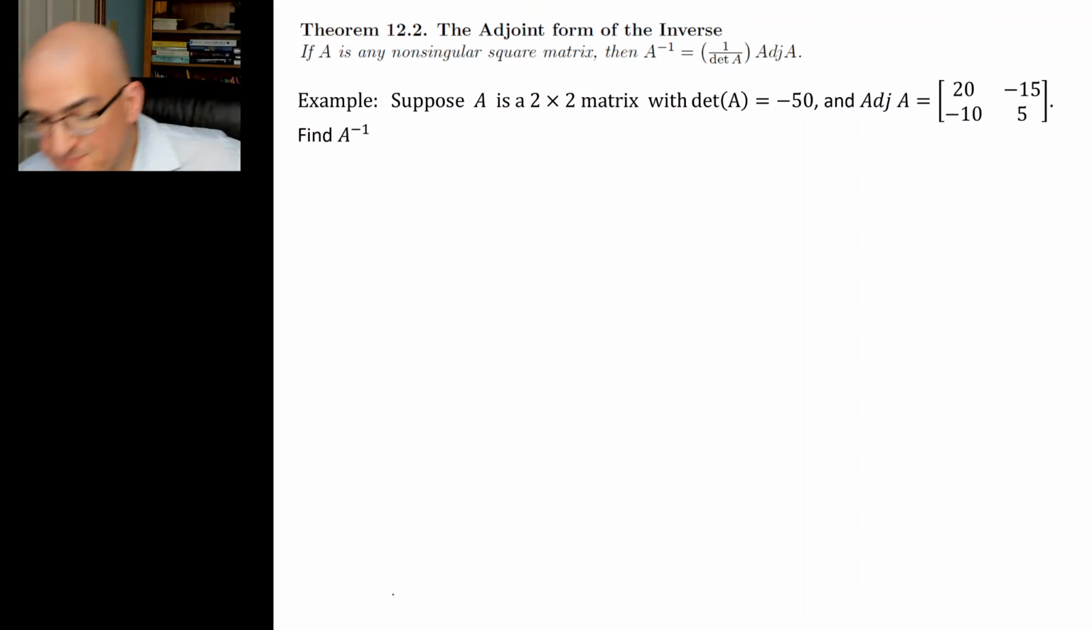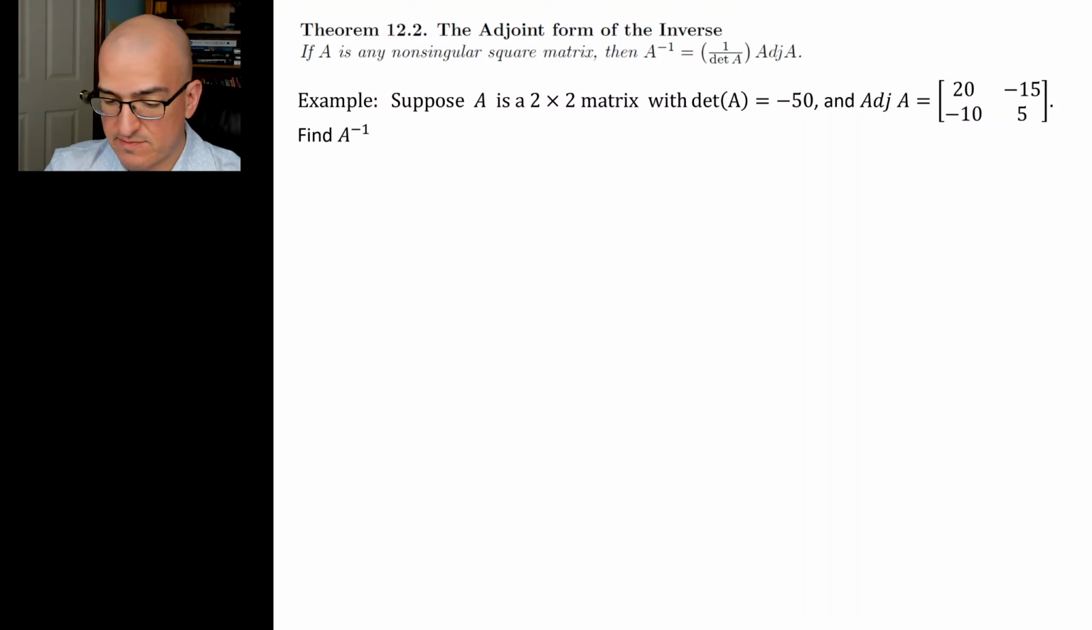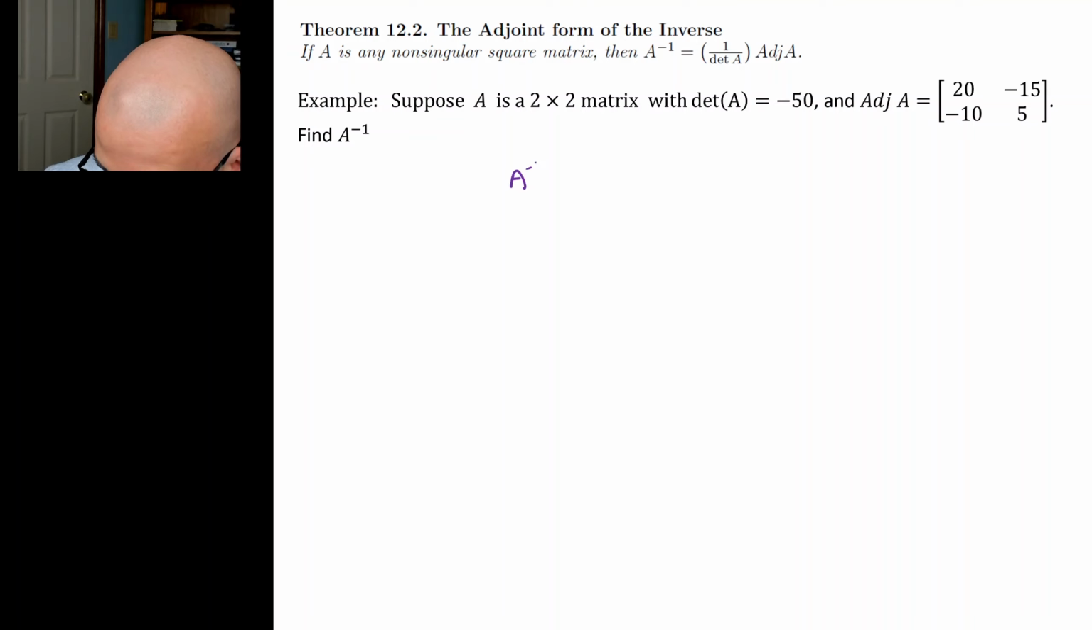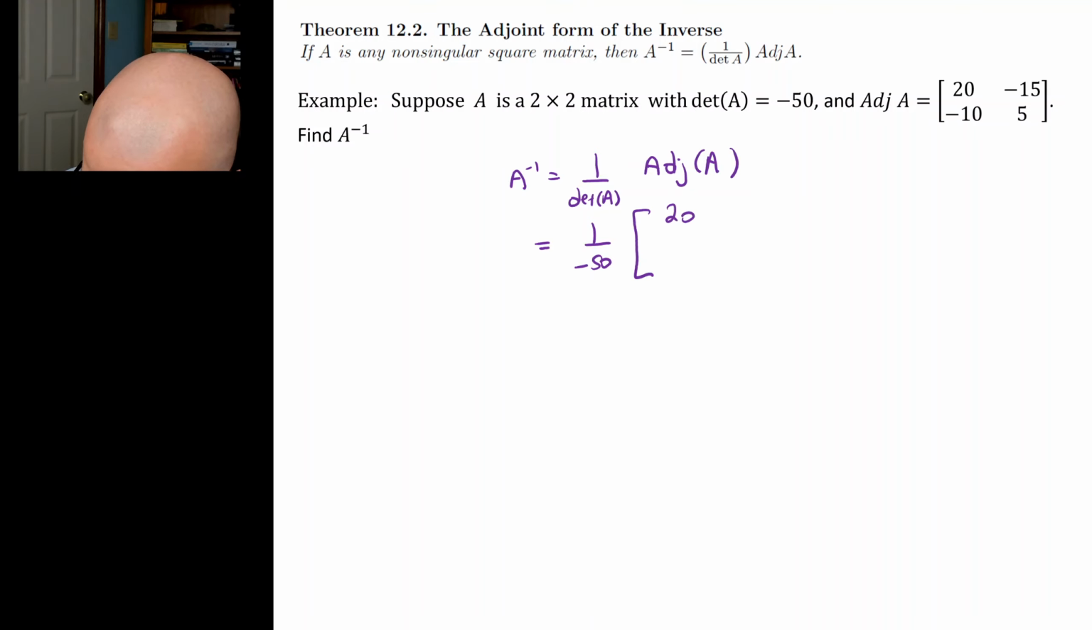So, quick example. Find A inverse if we're told that A is a 2 by 2 matrix, the determinant of A is negative 50, and the adjoint of A is the matrix that's given there. So this is just a formula question. A inverse is equal to 1 over the determinant of A times the adjoint of A. So 1 over negative 50 times the matrix that's given, 20, negative 15, negative 10, 5. We're going to multiply that scalar into every entry of the matrix.